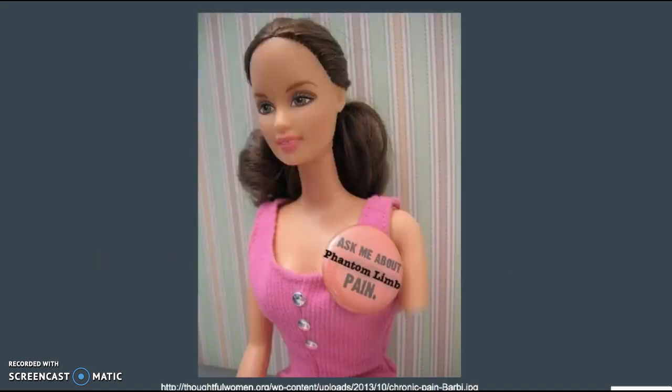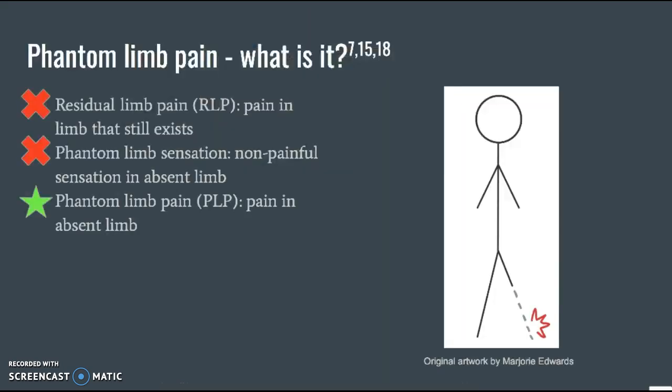This image right here, really have no idea what this is about. Found it in one of my neuro videos. I don't know why Barbie here just wants you to ask her about her phantom limb pain. I don't know. It was interesting, so we decided to throw it in here. We just needed something to take up the space.